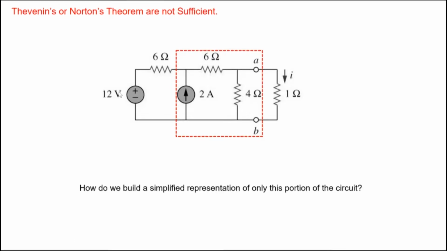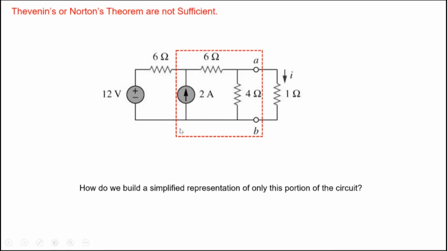The idea is that we need to build a simplified representation, just like we built in Norton's or Thevenin's equivalent. We need to build a simplified representation for portions of circuit which consist of more than one port. So this is one side of the circuit here, one port here, and then this is another side of the circuit here, another port here. So more than one port is present here, and we'll look at specifically a two-port circuit here.